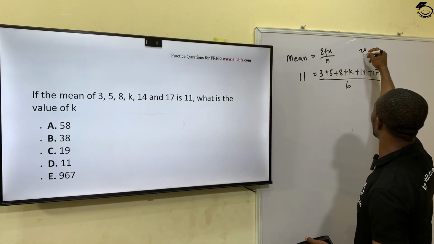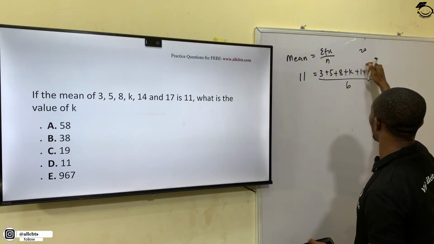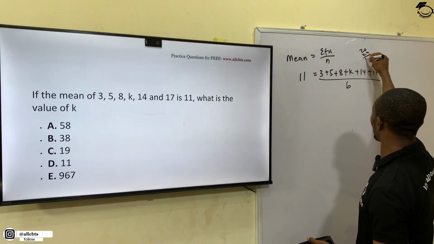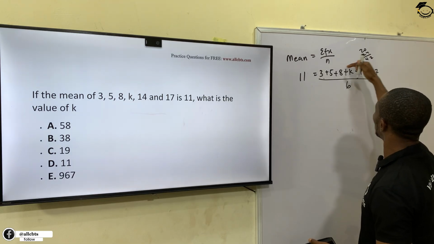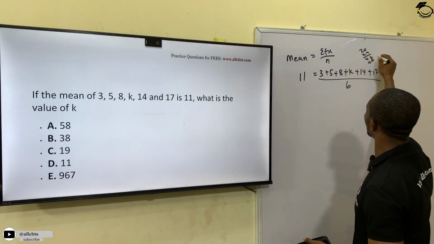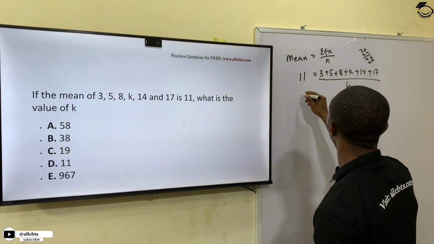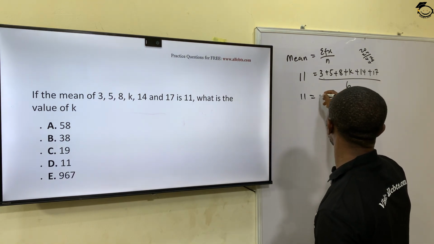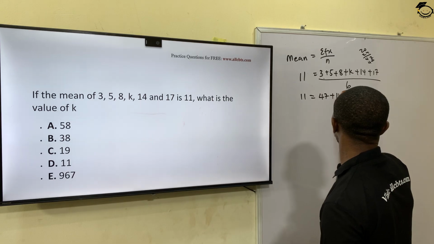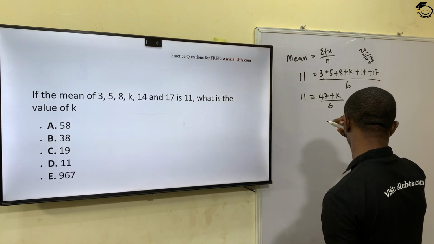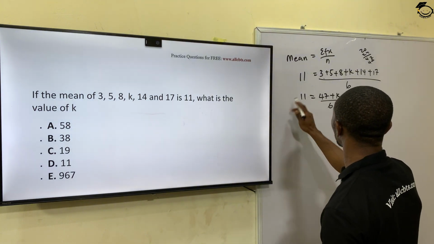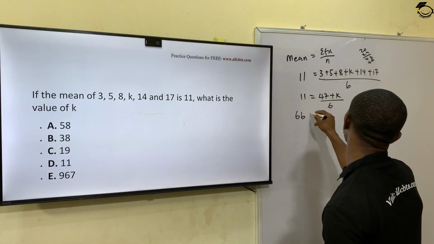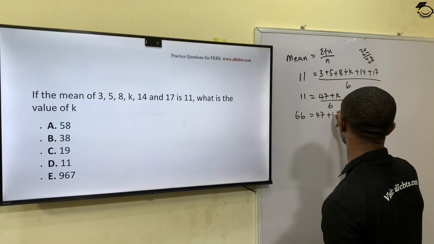20 plus 8 plus 14 gives us 42. So 42 plus 5 gives us 47. All right? And this becomes 11 equals 47 plus k all over 6. All right? Now, cross multiplying, we have 6 times 11 to give us 66 equals 47 plus k.